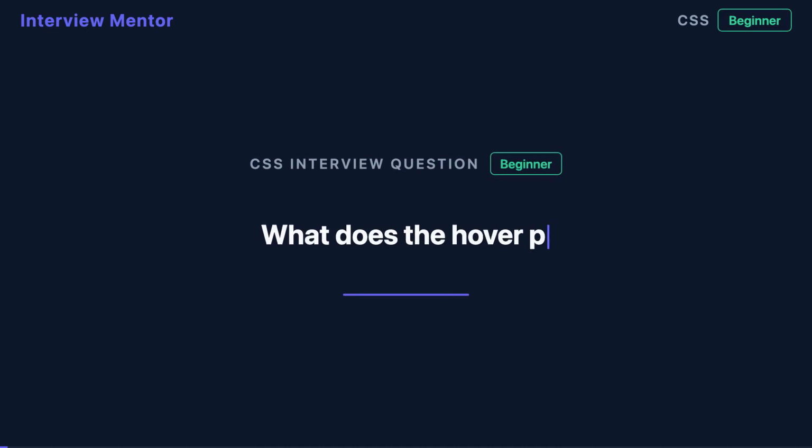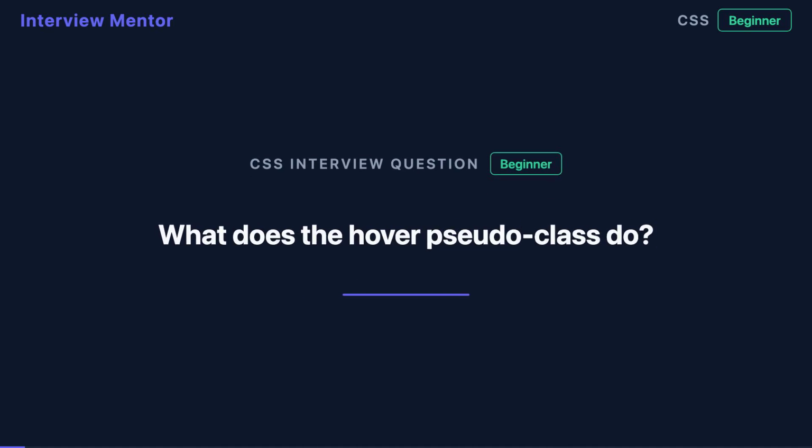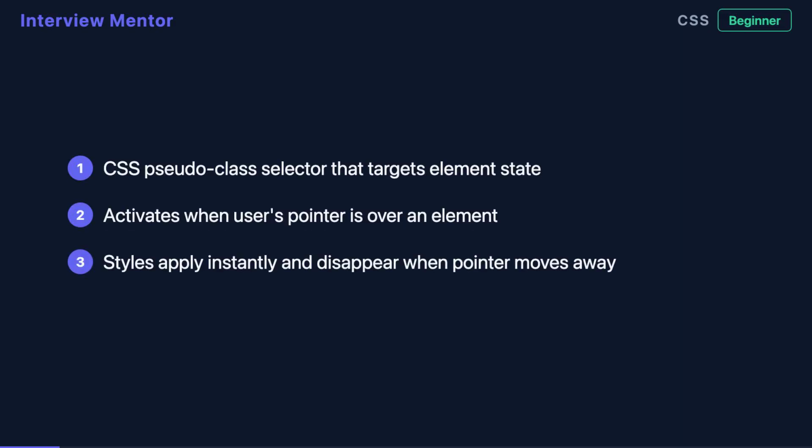Ever wondered why buttons change color when you move your cursor over them? That's the hover pseudo-class at work. The :hover pseudo-class is a CSS selector that applies styles when the user's pointer is positioned over an element. It's called a pseudo-class because it selects elements based on their state, not their structure.